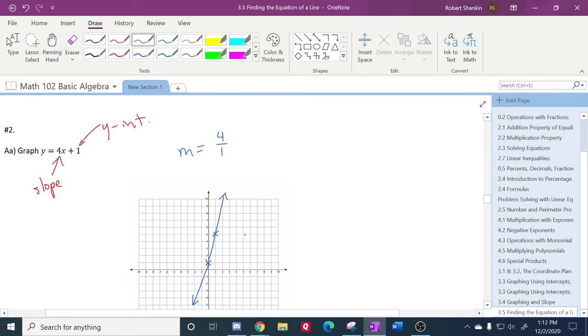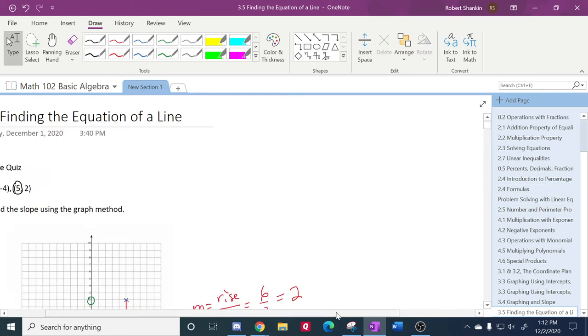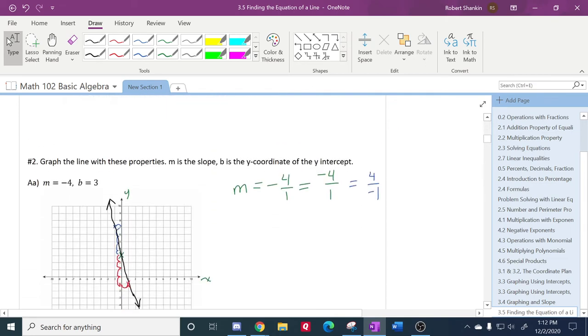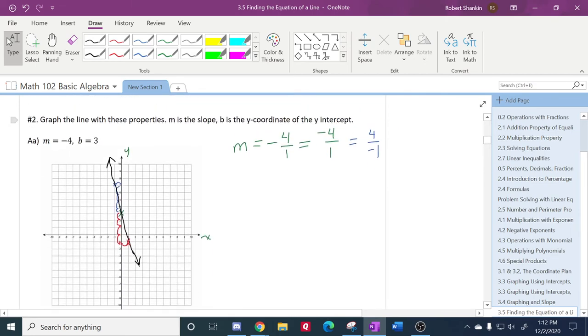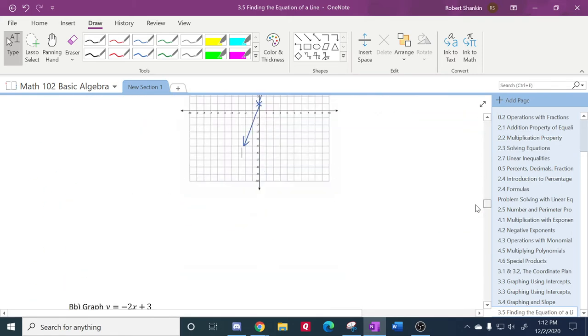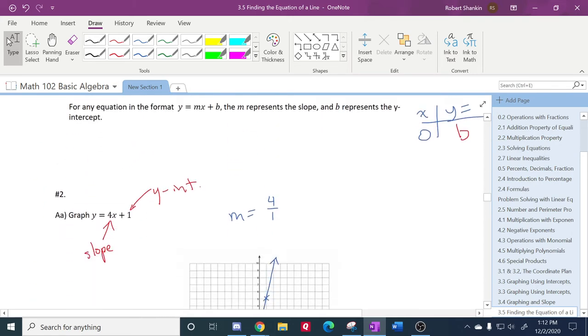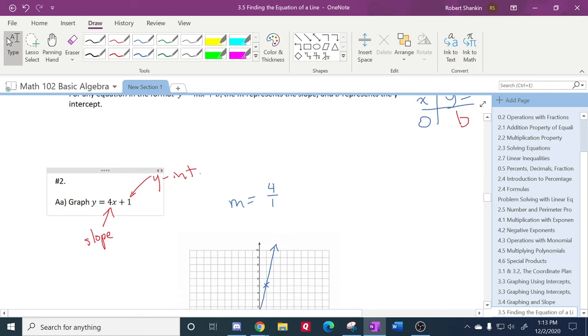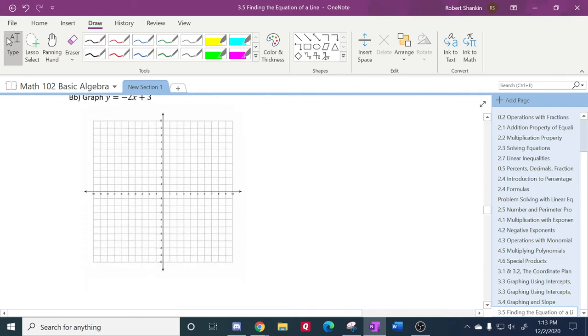So if you can do practice quiz problem number 2, which was, oh look, I was even using this notation. b is the y-coordinate of the y-intercept. m is the slope. Now I'm just putting the m and the b inside an equation. That's the m position, the 4, and the 1 is the b position. Alright, so now you do part B.